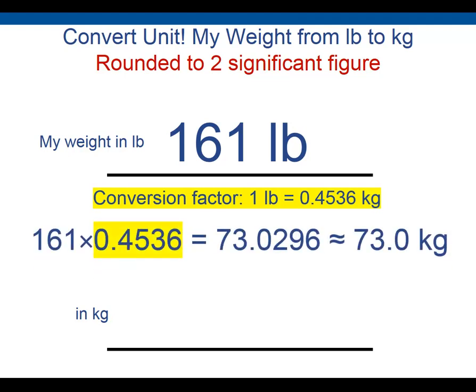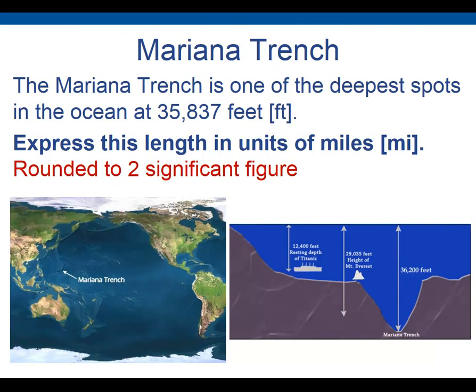So simply we just multiply 161 times this conversion factor, then we can find the unit in kilograms. Okay, 73 kilograms. It's really that easy. So rounded to two significant figures, we can find 73 kilograms. Okay, it's very simple. Let's look at another example.